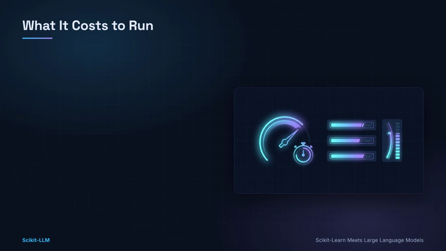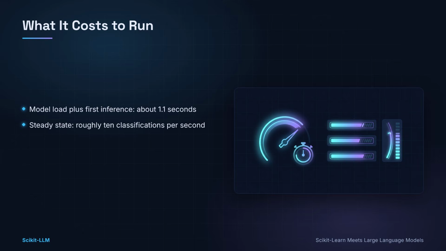What does it cost to run? After a warm start, loading the model and the first inference take about 1 second. In steady state, it classifies around 10 samples every second, and it scored a perfect 100% on the quick sanity check batch. All of that fits in just over 2 gigabytes, very comfortable on a single 4090.